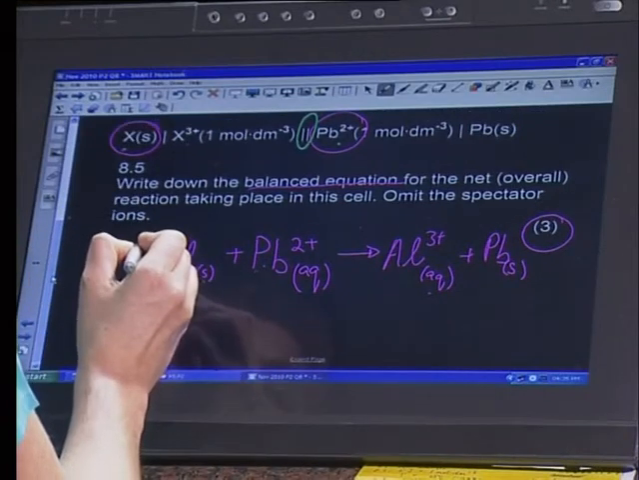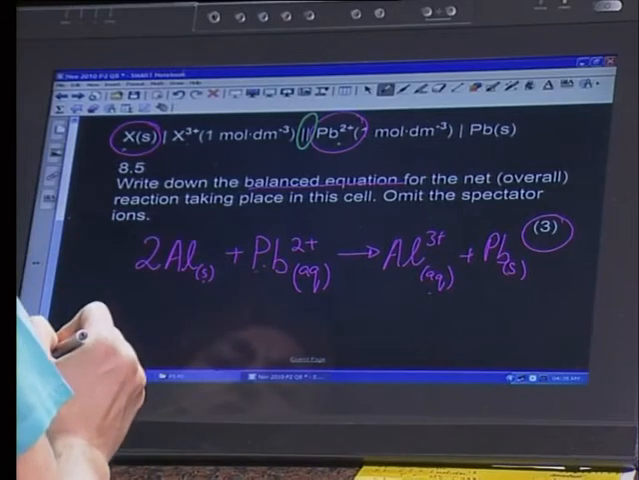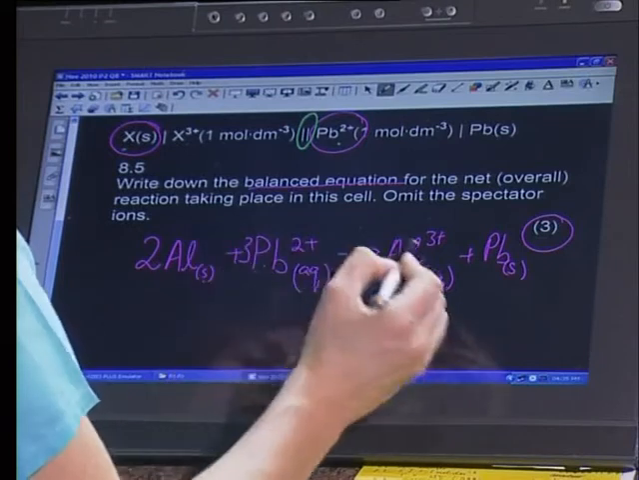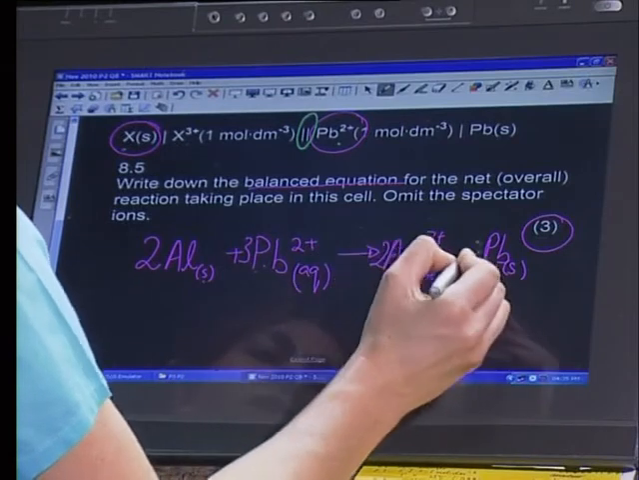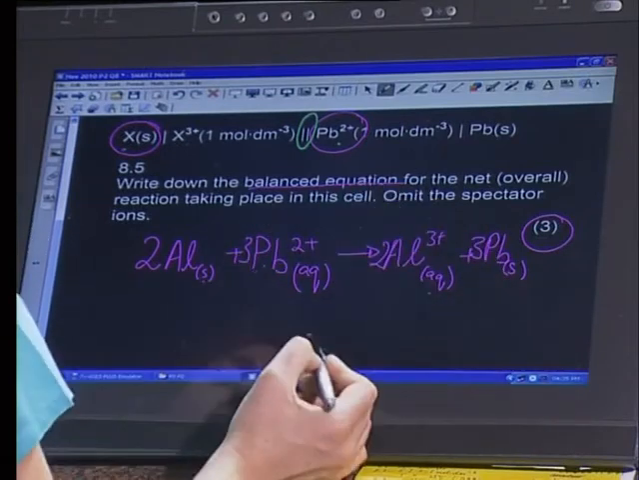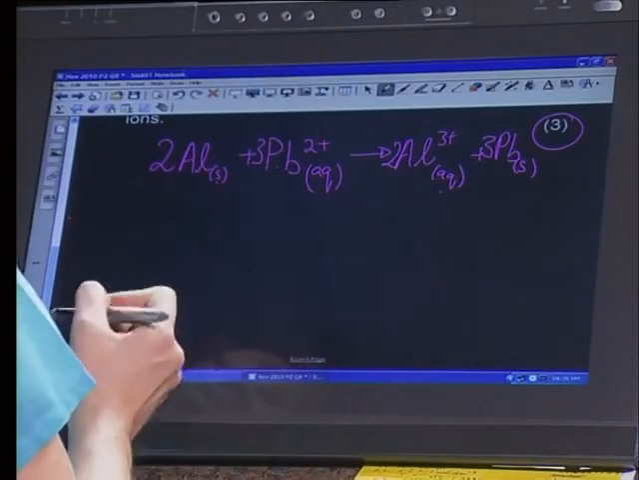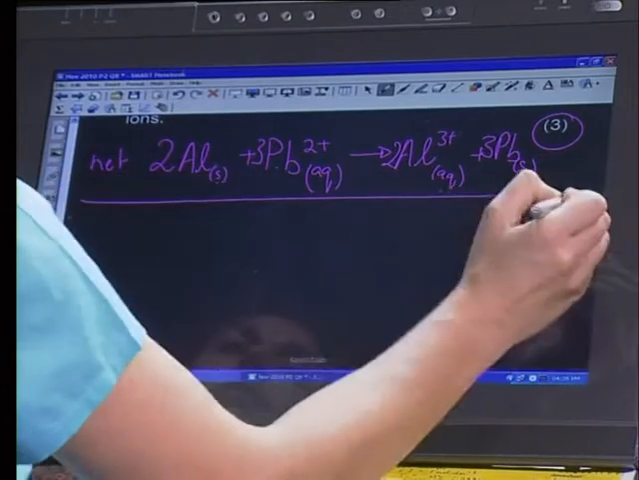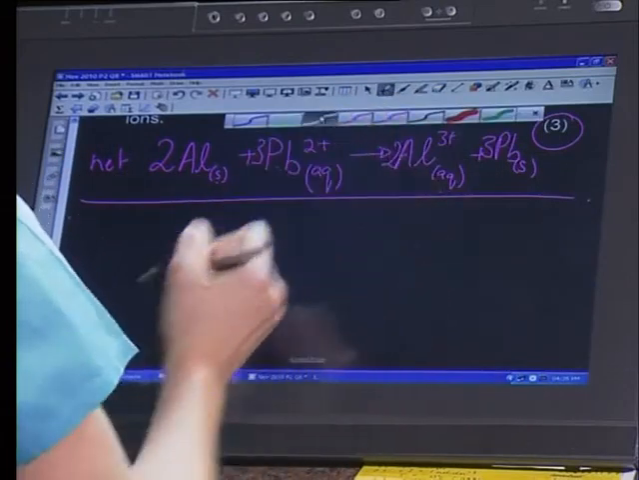Okay, so I'm going to have 2 aluminiums, and I'm going to have over here 3 lead, and on this side I will have 2 aluminiums again and 3 lead. Now if you're a little confused as to where I get that from, let's just very quickly remember this is our net equation. This is just for you to understand a little bit better where I'm getting it from.